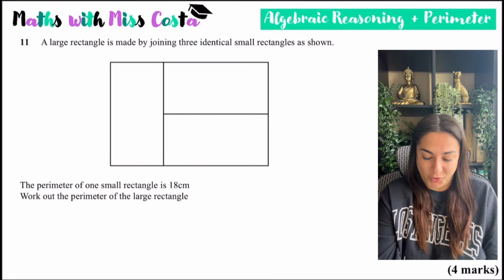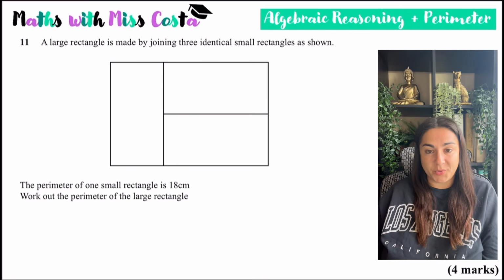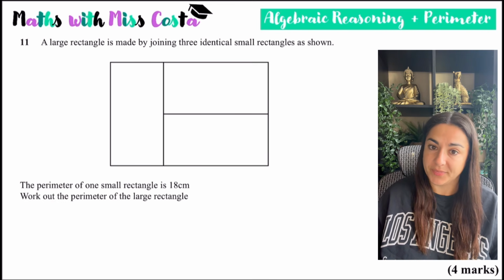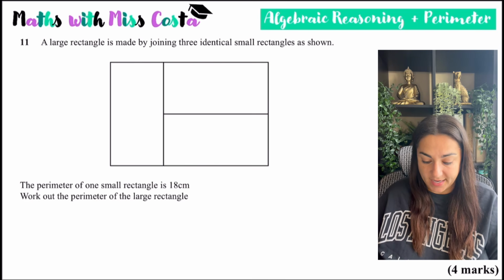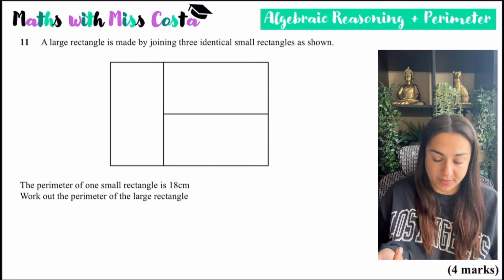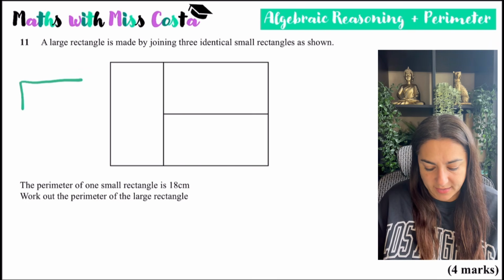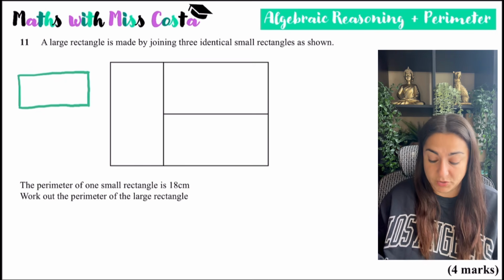Okay, so here I've got a nice algebraic reasoning question. I'm told that a large rectangle is made by joining 3 identical small rectangles as shown, and the perimeter of one small rectangle is 18 centimetres. Because I know that, I then need to work out the perimeter of the large rectangle. I just think algebra is always going to simplify your life. You could be doing trial and error, but that might be a little bit more time consuming.